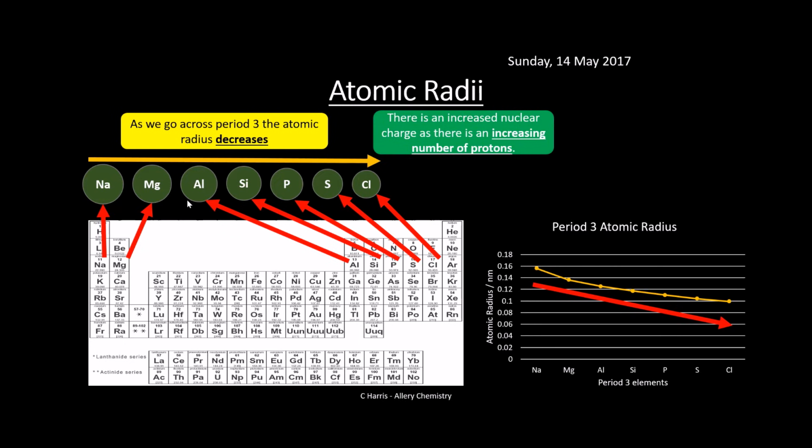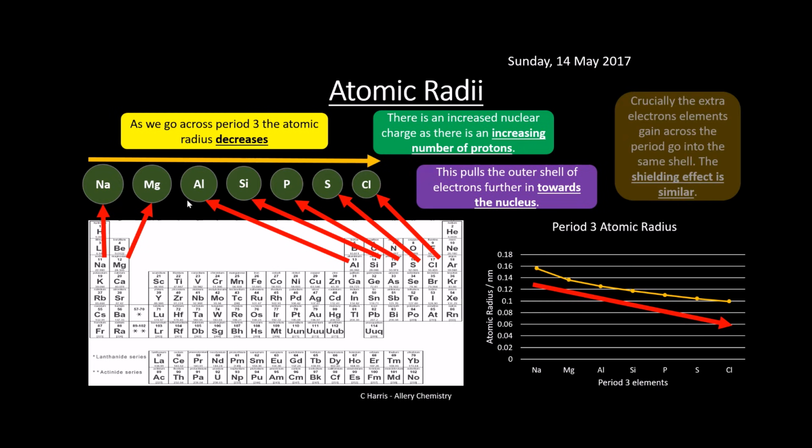The reason why is because we've got this increased nuclear charge. Remember, as you go across the period, we've got more protons. And so this pulls the outer shell of electrons further in towards the nucleus and hugs it a little bit, just a fraction, and makes it a little bit smaller.